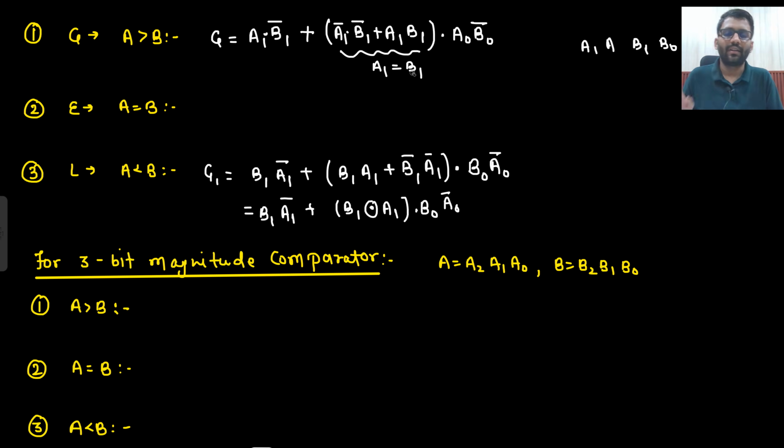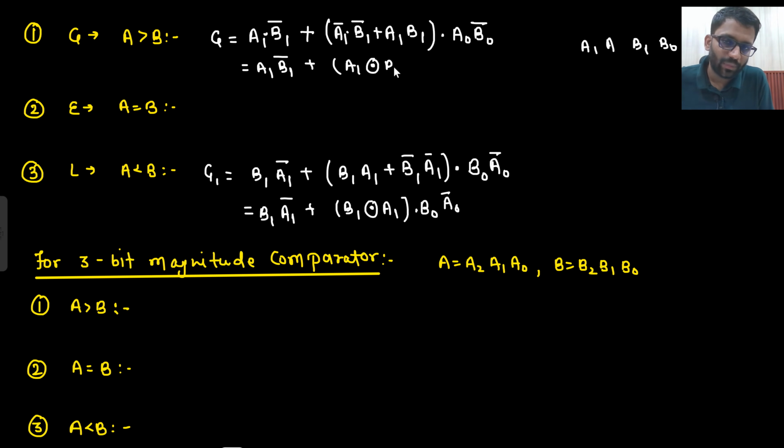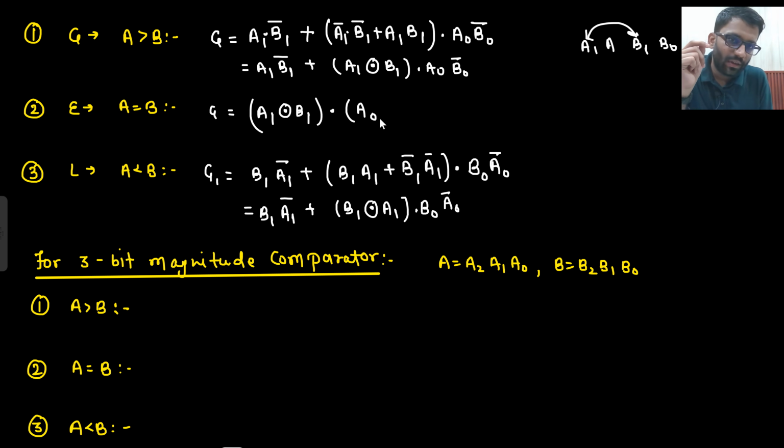So I hope I have explained it clearly to you. Let's write down for the equal one. Here as well you can write A1 is there, B1 is not there. A1 and B1 are equal, that means A1 XNOR B1. A naught is there and B naught is not there. Let's write down for equal. When will they be equal? When A1 is equal to B1, and A naught is equal to B naught. Equal means XNOR gate.